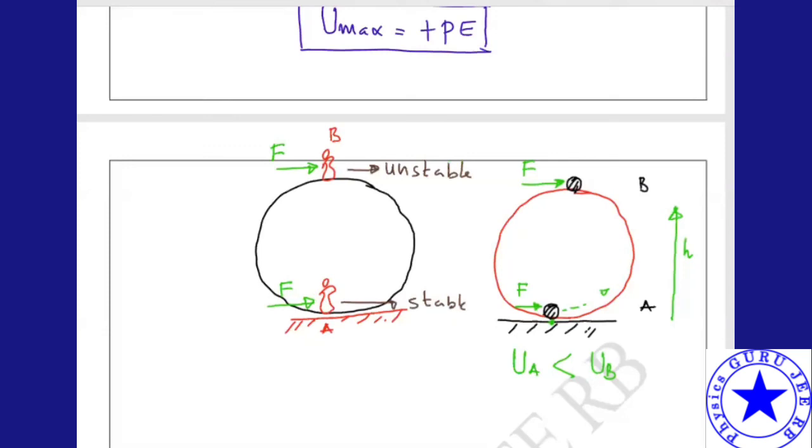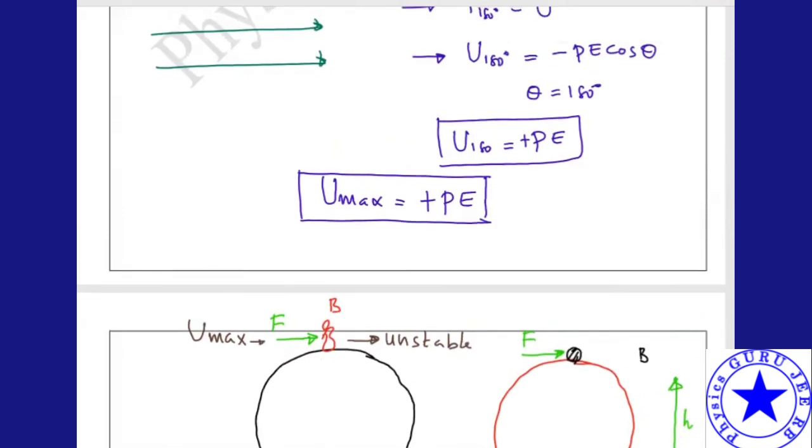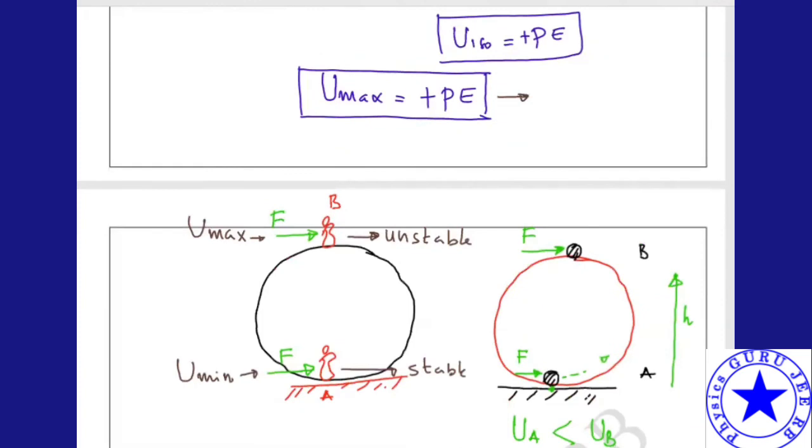So when it is stable, what is the potential energy? Potential energy is minimum, which is nothing but zero. Here potential energy is maximum. Hope it is clear to you. That means U is maximum. Is it stable or unstable equilibrium? U maximum, that is maximum potential energy. Unstable equilibrium, because U is maximum.